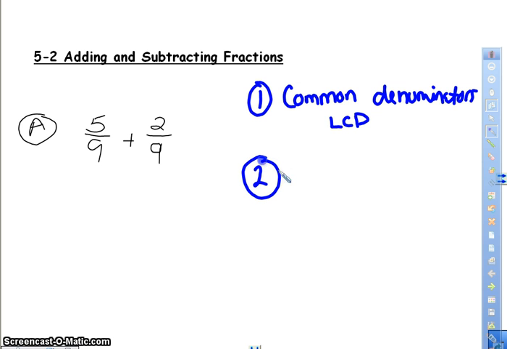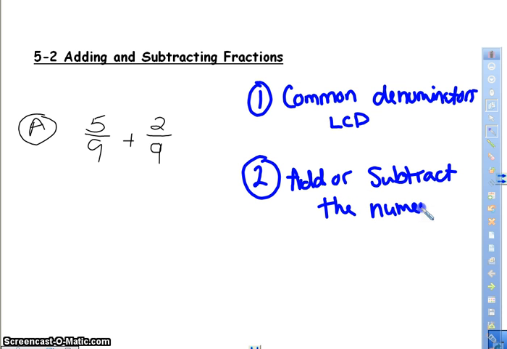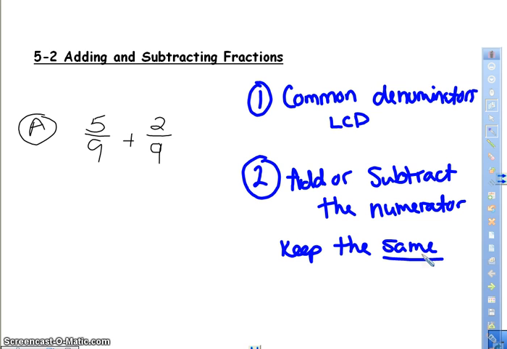After you have that, you're going to add or subtract the numerators. And then at that point, you're going to keep the denominator the same. And the reason we keep it the same is because, once again, you're comparing it to the same whole. If I have 5/9 and I'm adding 2/9 to it, we're adding 5 ninths plus 2 ninths, which would be 7/9. So you're going to keep it the same. It's representing the same whole.